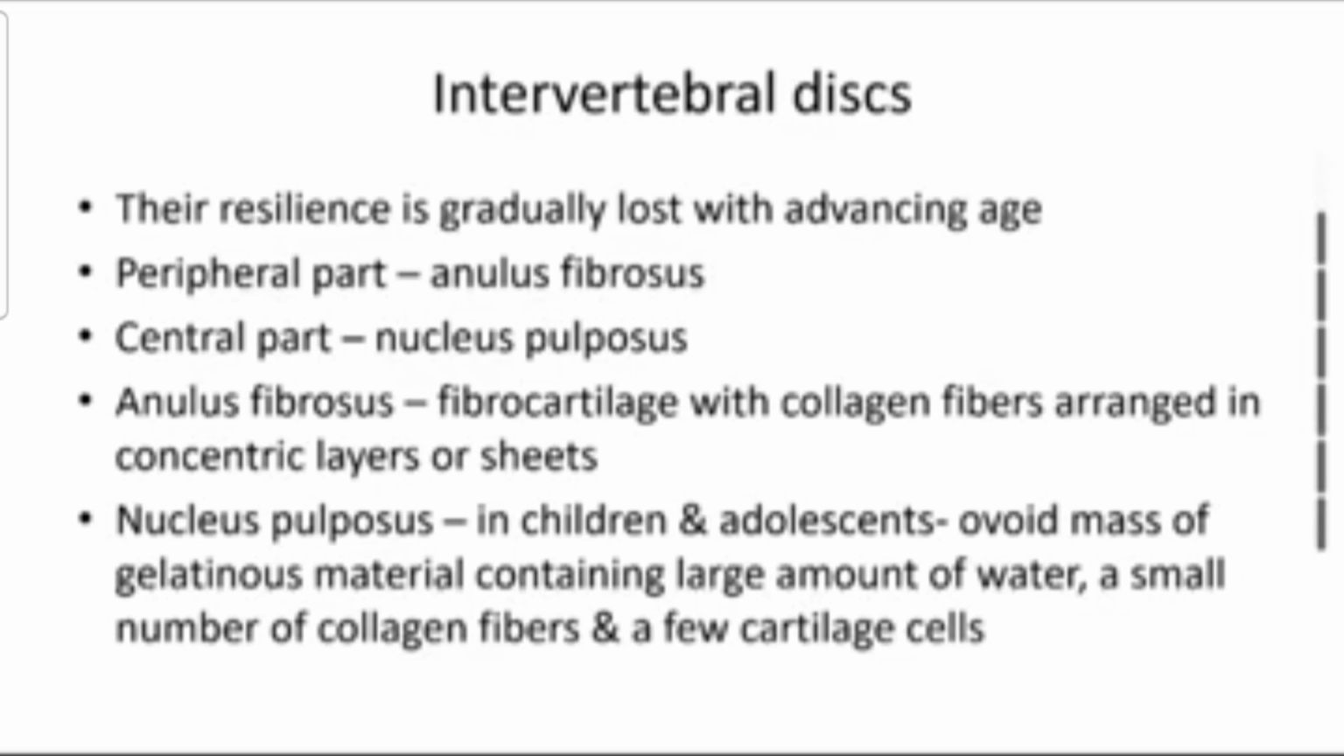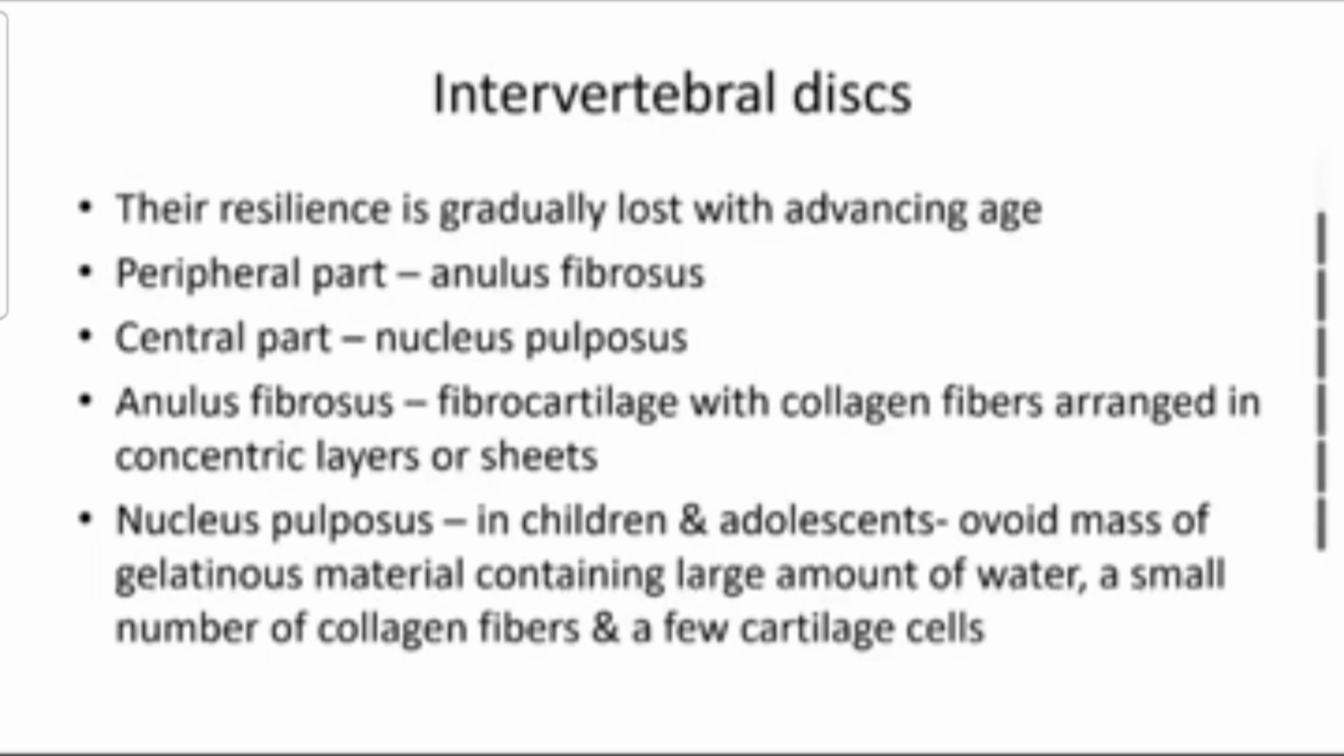As I've already said, the peripheral part of the intervertebral disc is what we consider as the annulus fibrosus. The central part is called the nucleus pulposus. In a child, the nucleus pulposus is almost jelly-like, almost like a gel. The annulus fibrosus is fibrocartilage with collagen fibers arranged in concentric layers or sheets. Concentric means round, or it can be in sheets.